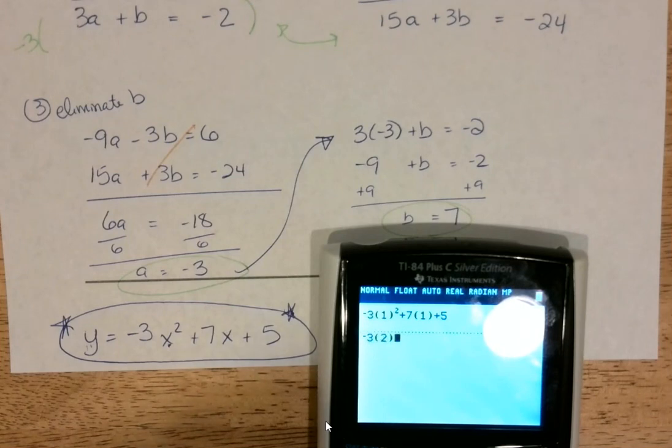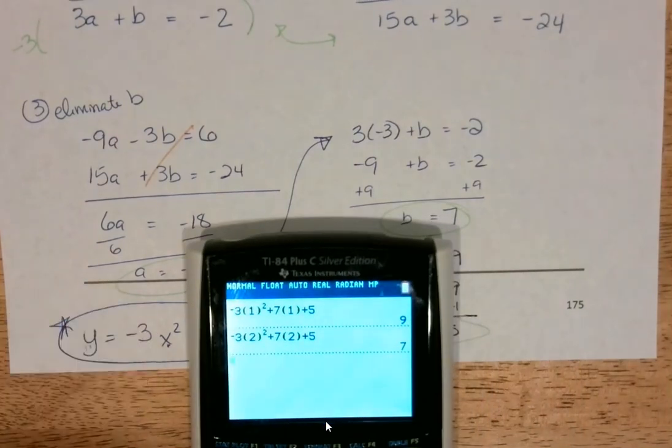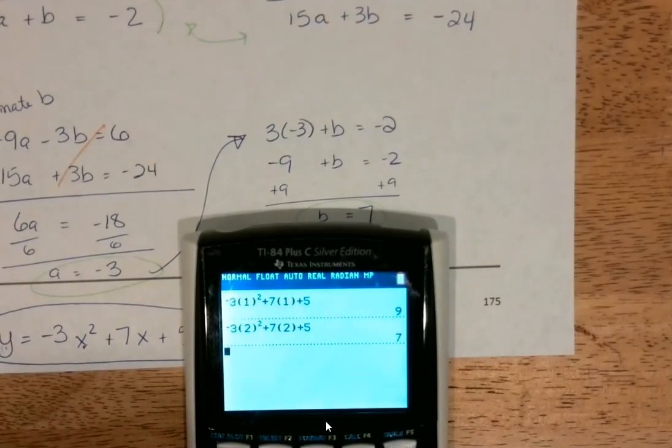Negative 3 times 2 squared plus 7 times 2 plus 5. That y value is 7. Perfect. I'm sorry, my light reflected that. Couldn't really see. And then the last one, negative 3 times 4 squared plus 7 times 4 plus 5. The y value was negative 15. They all check. Perfect.